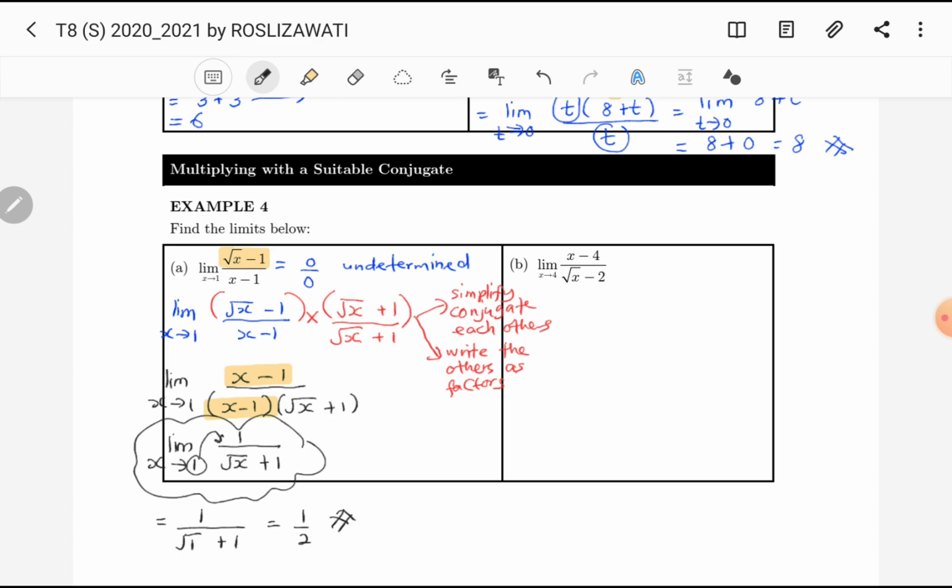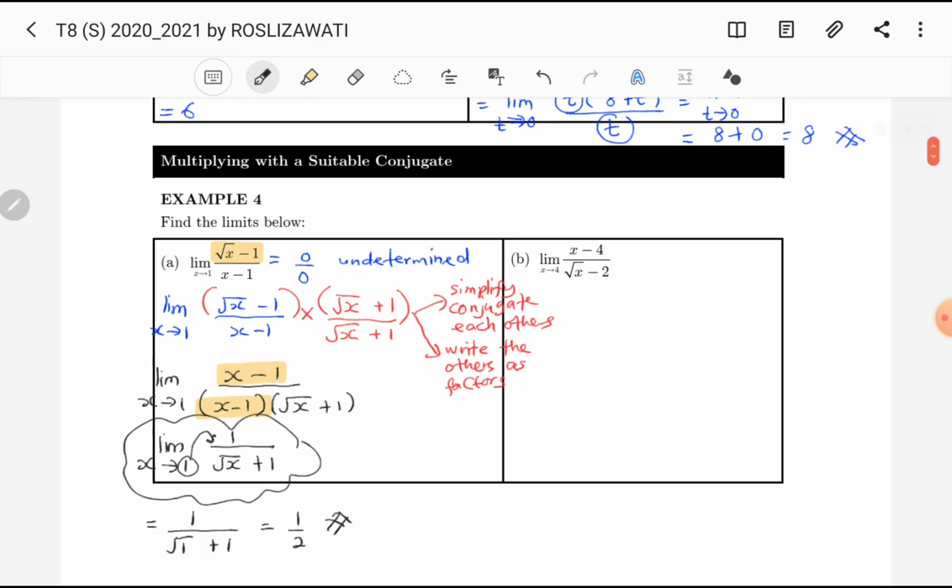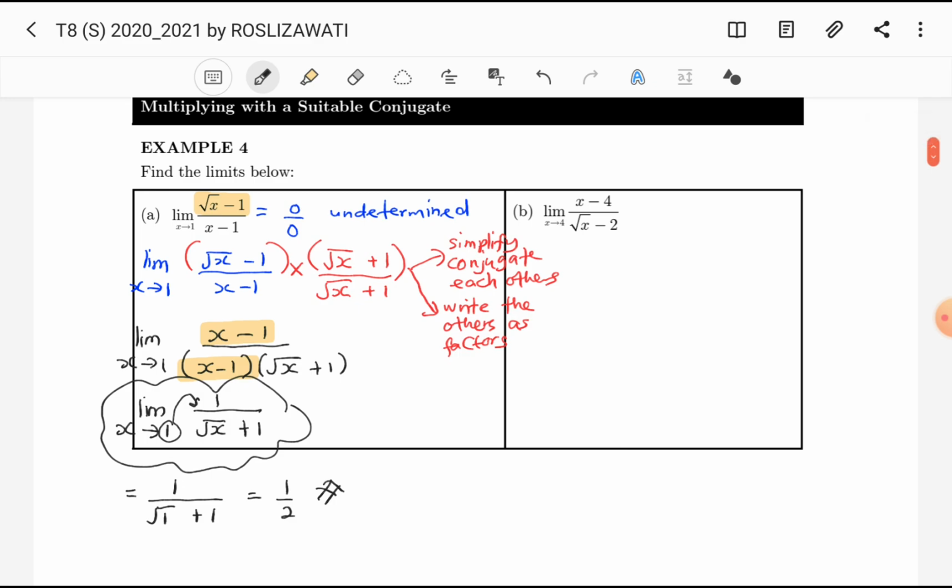Okay, next. Part B. Okay, so, for part B. Okay. Ganti dulu direct. Syarat pertama dia awak kena ganti dulu. Kena check dulu. Okay, cuba ganti direct. 4 minus 4, 0. Root 4 is 2 minus 2 is 0. So 0 over 0. So untuk case 0 over 0 baru kita kena fikir cara lain. Ya? Kalau dapat nombor bukan 0 over 0, dah siap maksudnya.